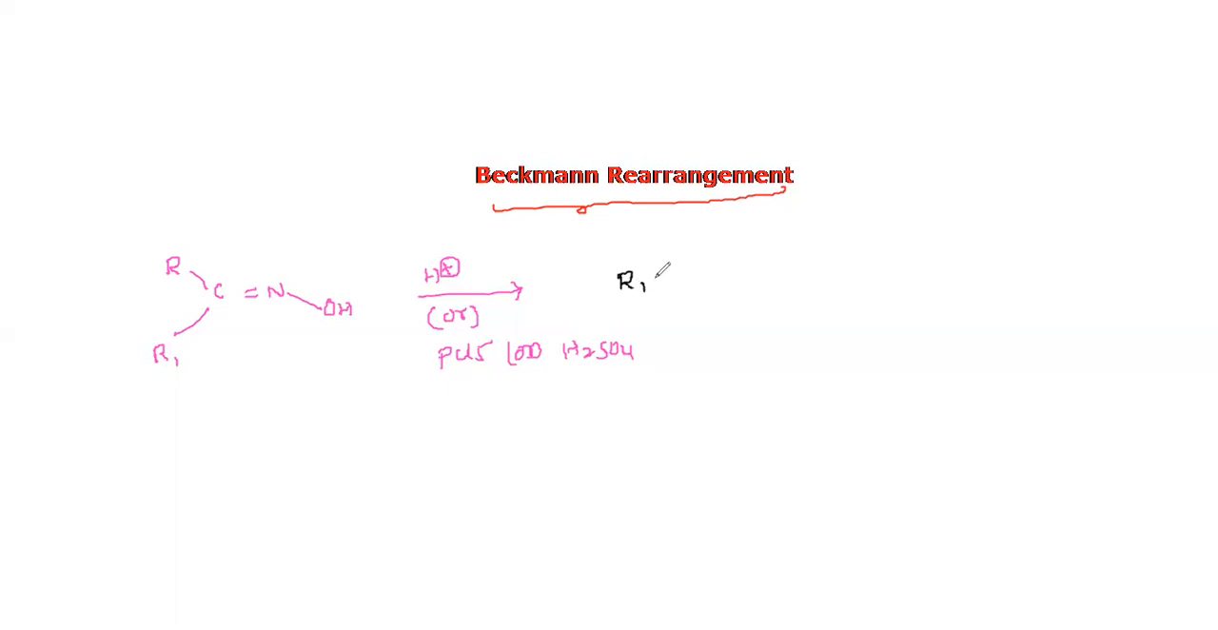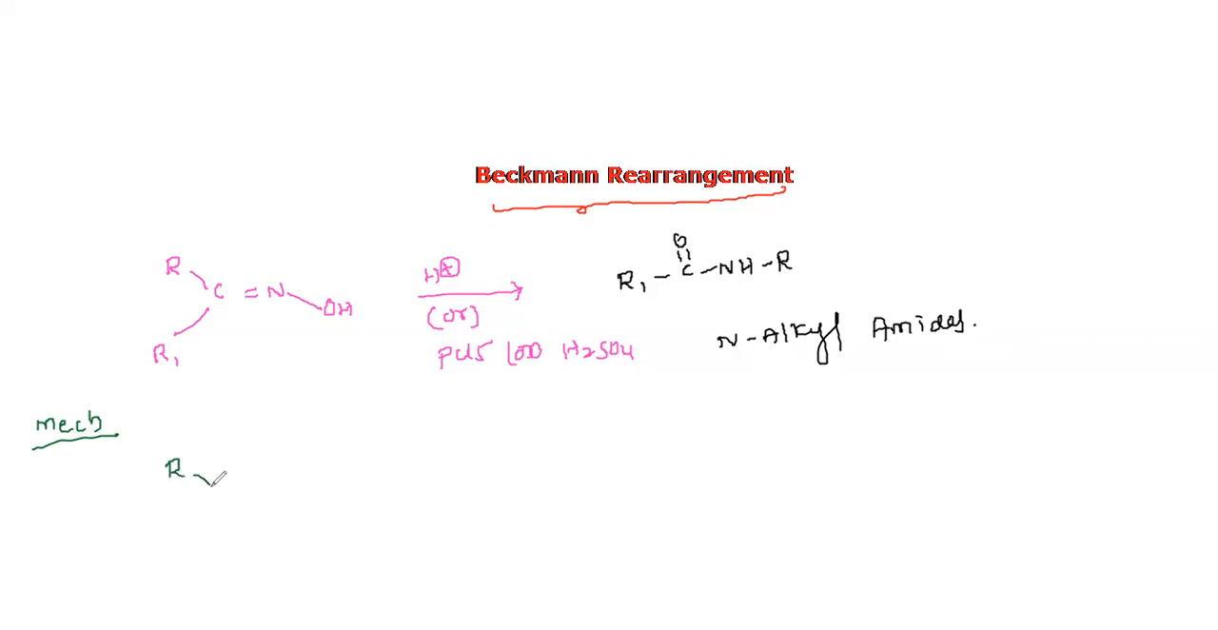So R1, then C double bond O, NH, R. This is an N-alkyl amide. This is the Beckmann rearrangement. Here I will explain the mechanism, how the Beckmann rearrangement proceeds and how the final product is formed.